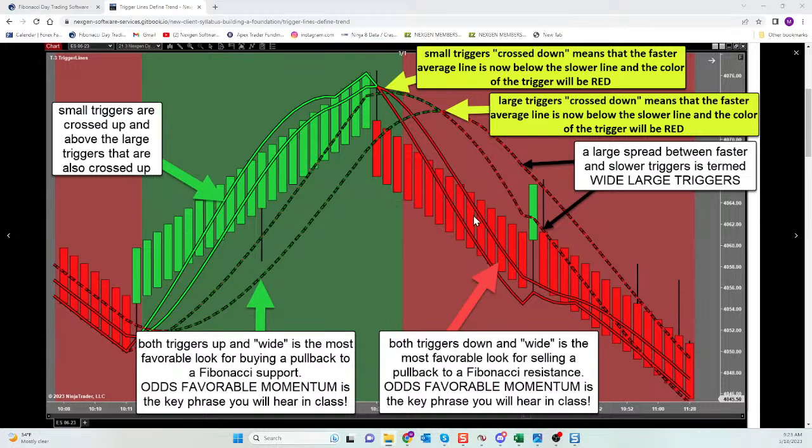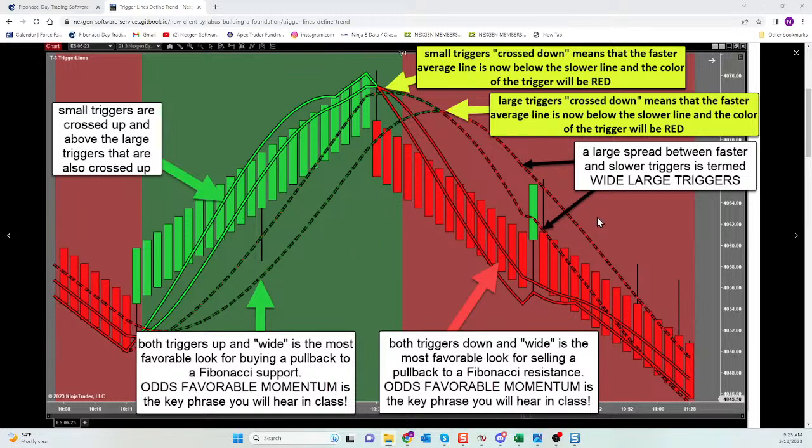Once again, it's that space between the two, guys. Embrace the space. It rhymes, so you know that it's true. The space between the two lets me know that the odds are favorable for the market to continue, right? Odds favorable momentum. You're going to see it annotated on people's charts, OFM, odds favorable momentum.